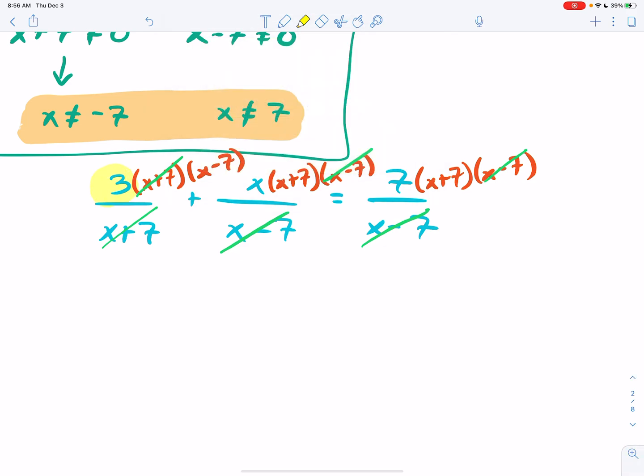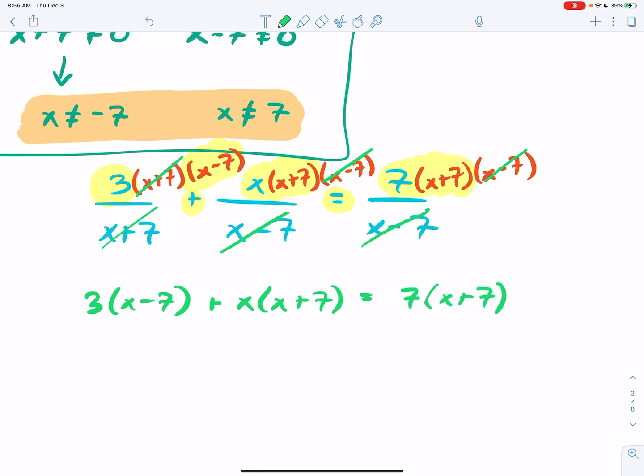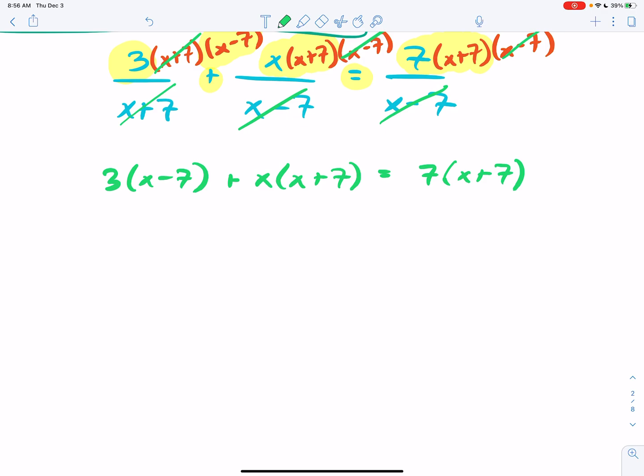We have a 3 left times the x minus 7 plus 7, and that equals 7 times x plus 7. Okay? You've got to be really organized and neat with your penmanship, okay? Otherwise, things are going to get a little bit cluttered. So I'll write this out. We have 3 times x minus 7 plus x times x plus 7 equals 7 times x plus 7. Okay, now that we don't have fractions anymore, it's a little bit easier to take care of, okay?